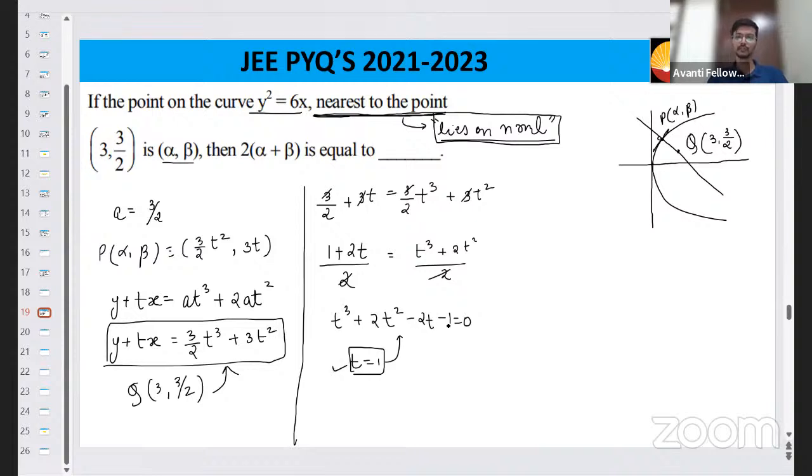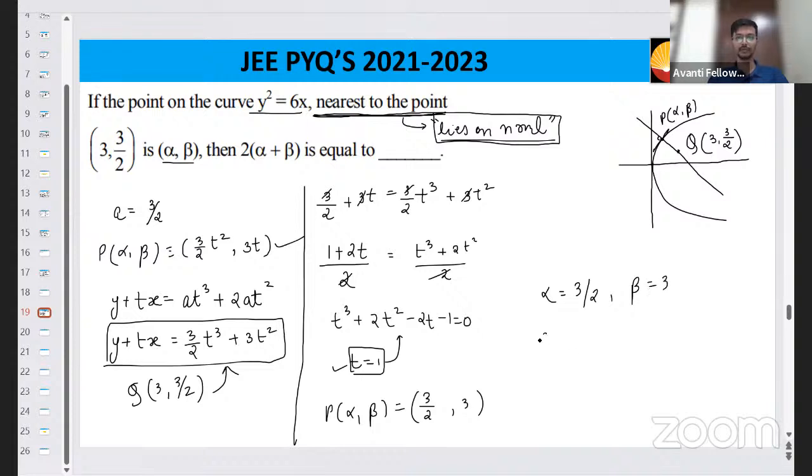1 plus 2 minus 2 minus 1. Okay, t is equal to 1. Correct. So if t is equal to 1, then we get the point P, which is (alpha, beta), which is 3 by 2 here, comma 3. That means alpha is 3 by 2 and beta is 3.